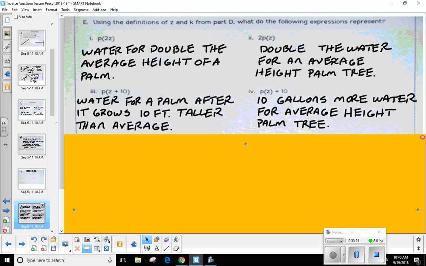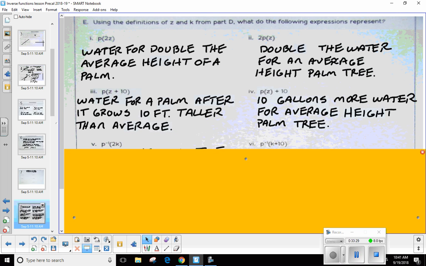Now, what happens as soon as you get to 5? That's where you're looking at the inverse. Okay, so you're switching these ideas. And we're seeing that variable K. Remember, K represents the number of gallons. So for the inverse, you input a number of gallons of water, and that helps you determine what? The average height for the tree, okay? So what can I say for P inverse of 2K?